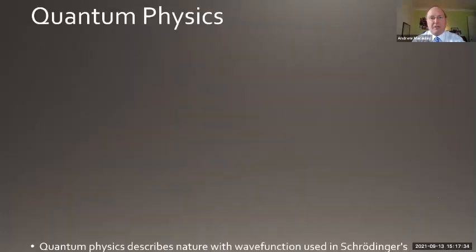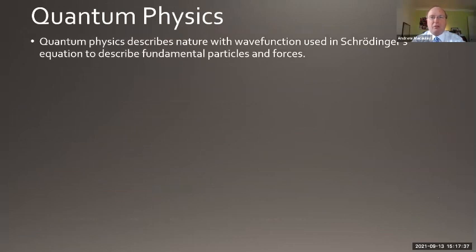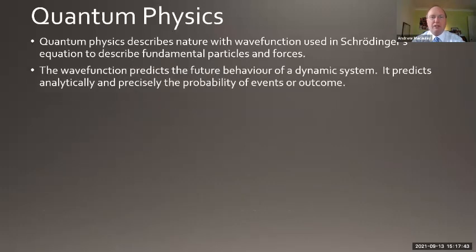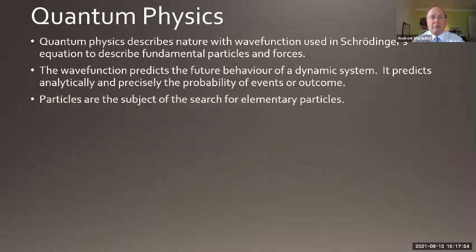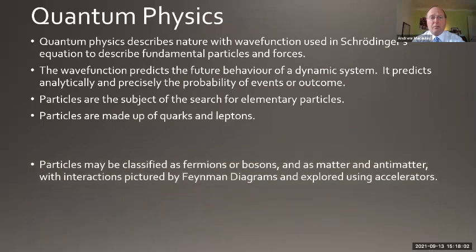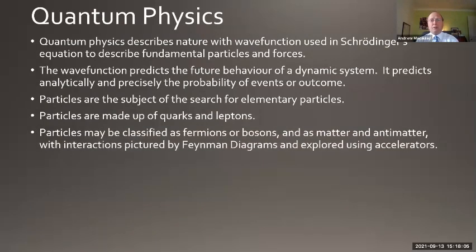So we're dealing with quantum physics, and that describes nature with the wave function used in Schrödinger's equation to describe the fundamental particles and forces. This wave function predicts the future behavior of a dynamic system. It predicts analytically and precisely the probability of events or outcomes. And particles are the subject of the search for elementary particles. Particles are made up of quarks and leptons. Particles may be classified as fermions or bosons and as matter and antimatter, with interactions pictured by Feynman diagrams and explored using accelerators.